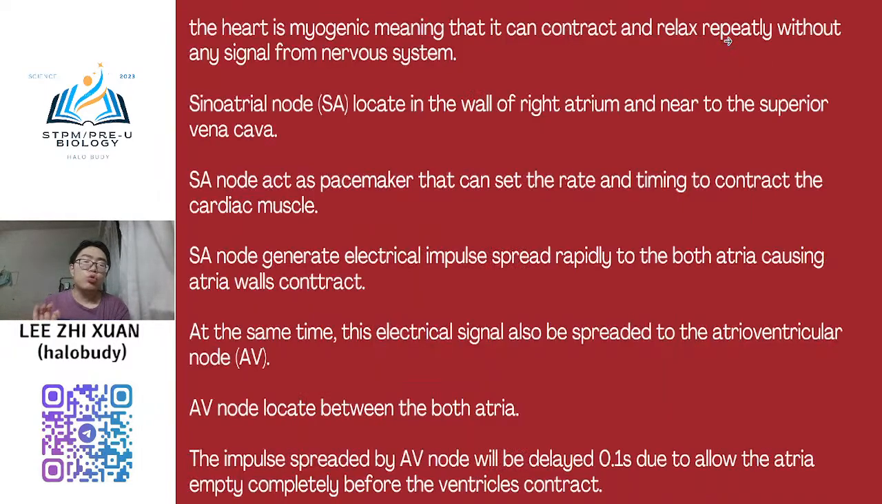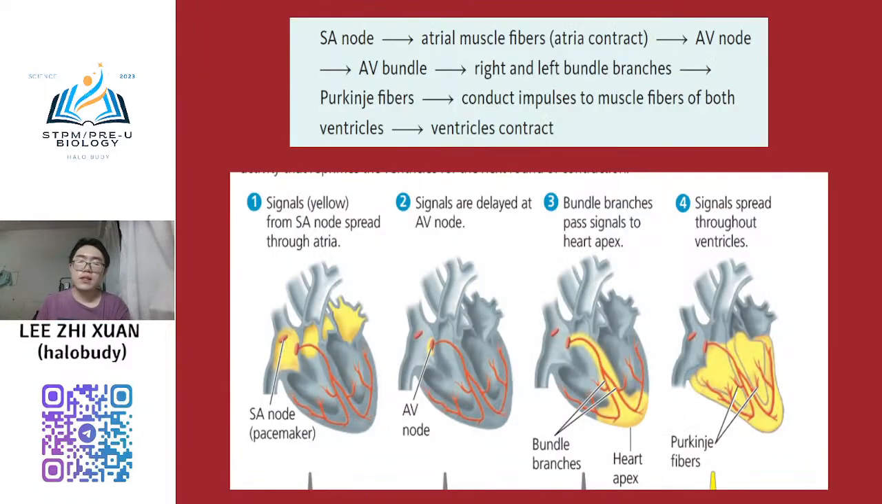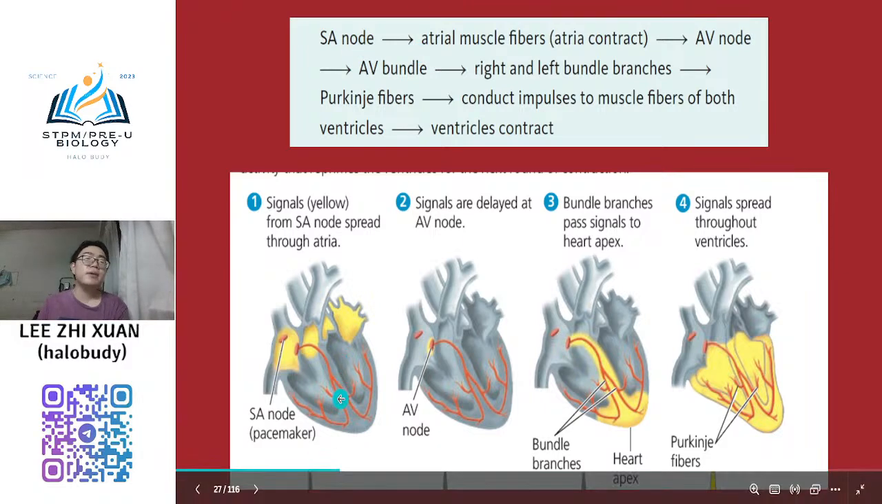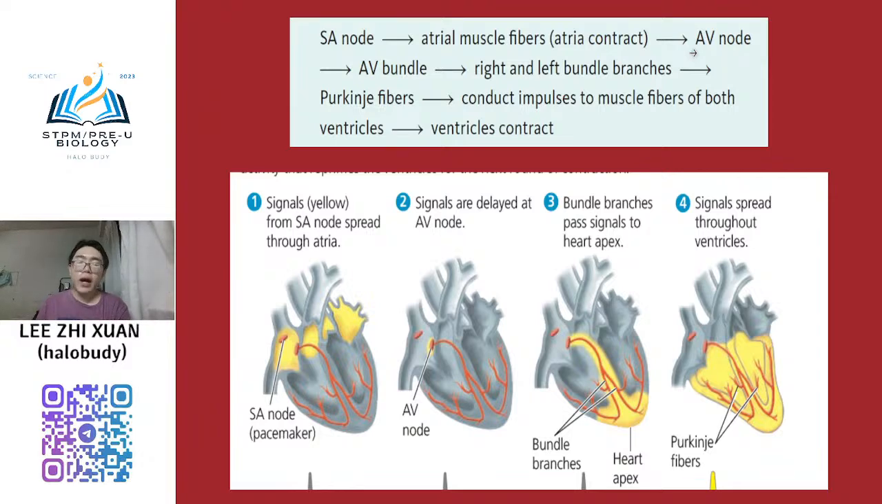Akan tunggu dulu first. Kenapa SA node nak pergi AV node? Kenapa dia tak boleh directly pergi ke ventricle? Kenapa nak AV node lagi? Why? Because AV node is like a traffic light in the highway. Dia nak tunggu dulu. Tak perlu risau, tak perlu laju. Tunggu dulu. Tunggu dekat sini dulu.